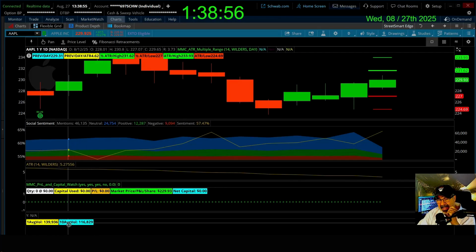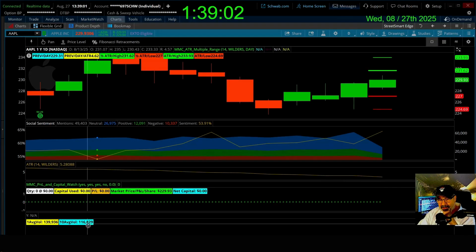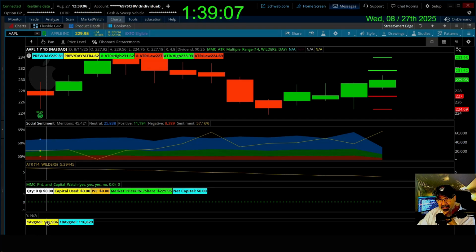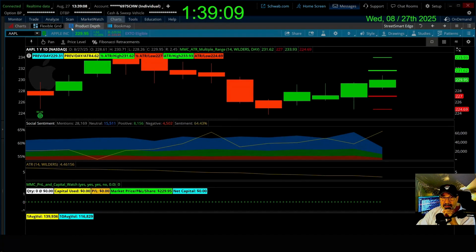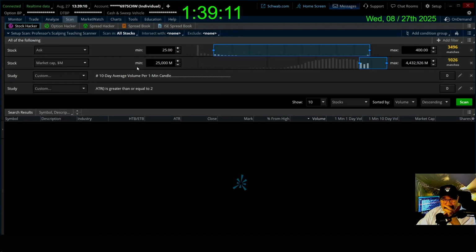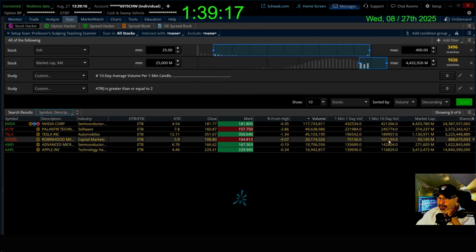This is telling you the average volume on a 1 minute candle. So over a 10-day period, every 1 minute candle has 116,000 volume. And right now, today, it's 139,000. So if you open up this scanner right here, you can see a custom scanner that I coded that is picking up all those, and it's coded right in here already.